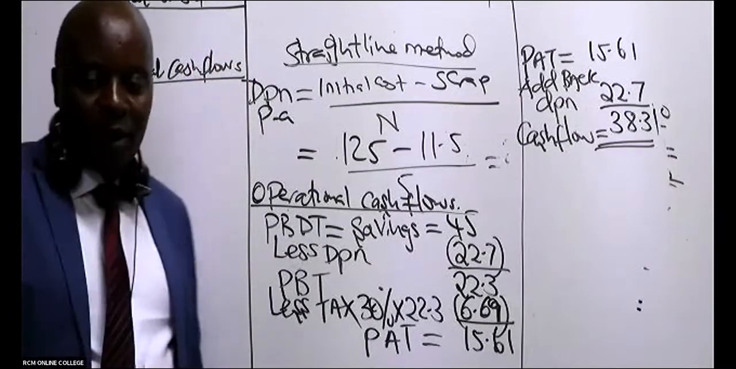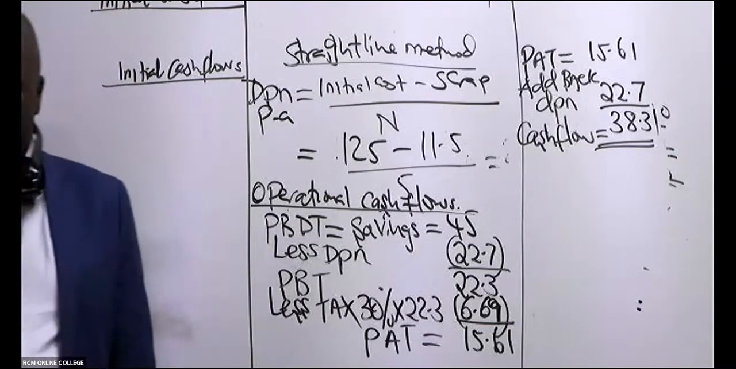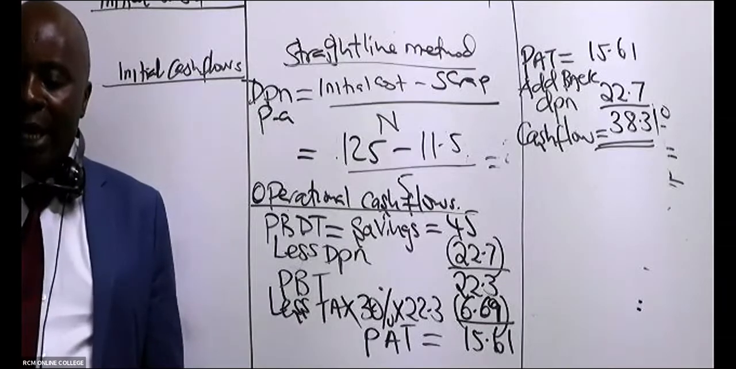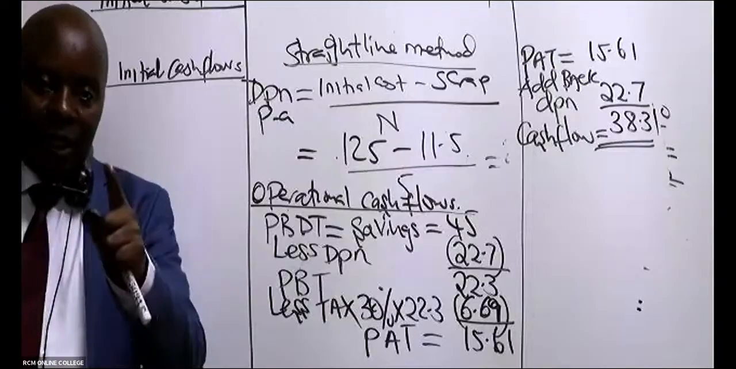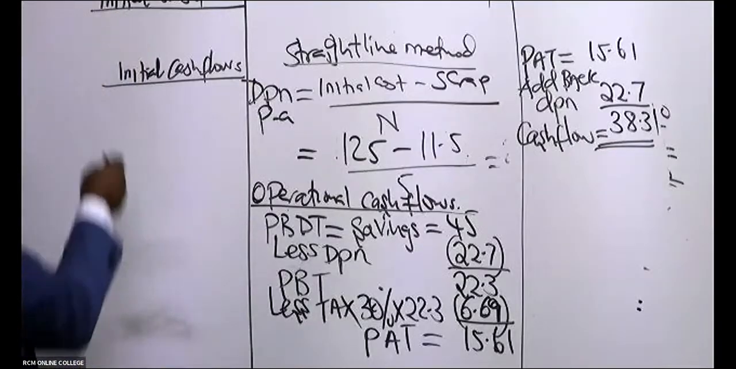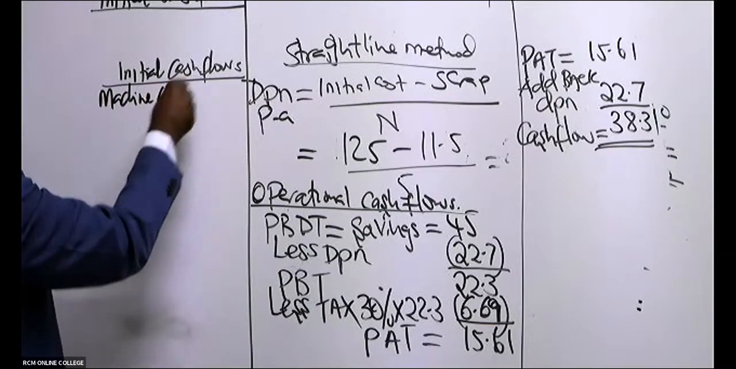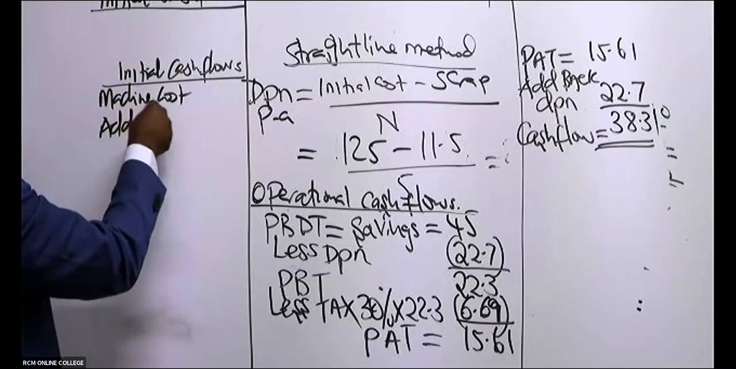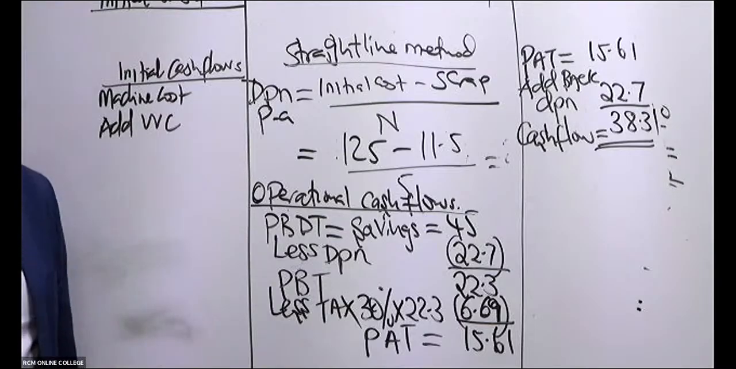There are normally two initial cash flows. What kind of cash flows are we going to consider? We shall never forget those two types of cash flows. Yeah, the cost of the machine. That's very important. So machine cost, and then we add what we call working capital. Never forget working capital at the start.